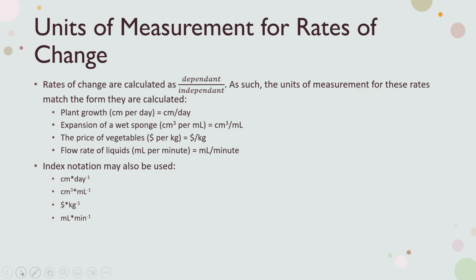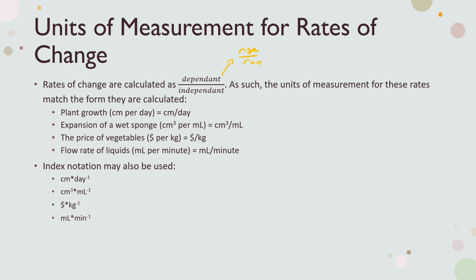Something that's really important to acknowledge or discuss as well when we're looking at rate of change are the units of measurement. Now, we always calculate rate of change as dependent variable divided by independent variable, or rise over run. So there's an equivalence here to our gradient that we found in the graphical representations that we saw. As such, the units of measurement for the rates must match the form in which they're calculated. This is a concept that we will continue to build on, this idea that units of measurement need to match how something is calculated.